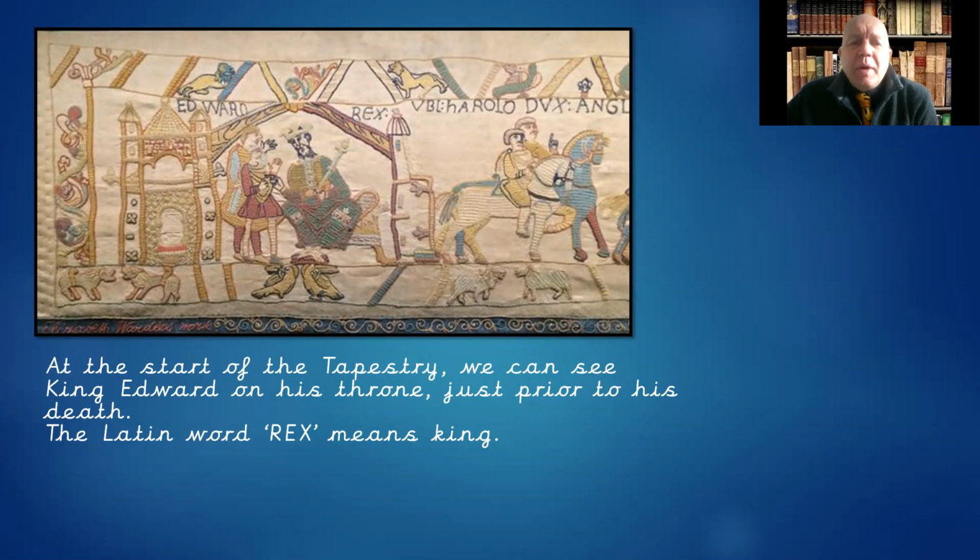And you might have come across the word rex again if you're interested in dinosaurs. Obviously, the Tyrannosaurus rex, the king of the dinosaurs. So we've got Edward and Rex. So this is King Edward on his throne, talking to one of his advisors or maybe a messenger, but discussing something with these two characters next to him.